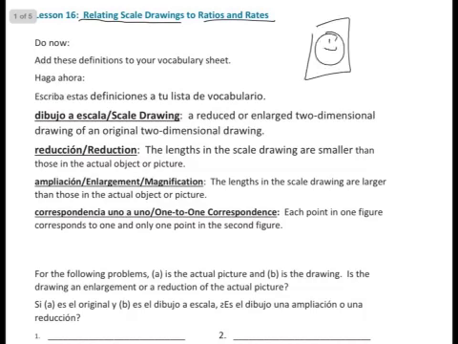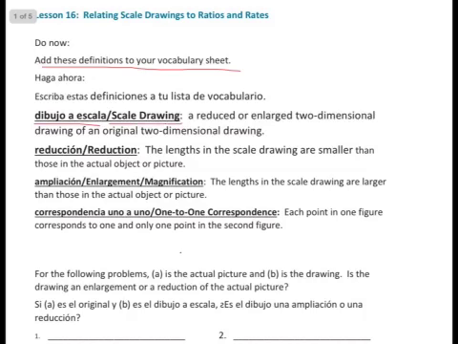As a do now, you should add these definitions to your vocabulary sheet. Dibujo a escala is a scale drawing. Reducción is a reduction. Ampliación is an enlargement, also known as a magnification. Correspondencia uno a uno, one-to-one correspondence. So a scale drawing is a reduced or enlarged two-dimensional drawing of an original two-dimensional drawing.